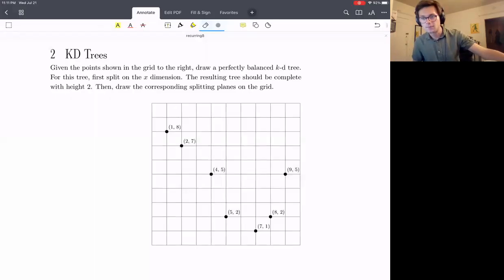Hello, and welcome to the continuing journey of Worksheet 8. My candle is still burning and it smells like pine in here, which is always a good thing.